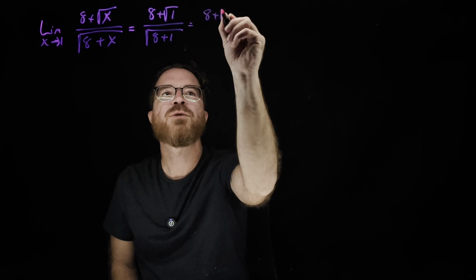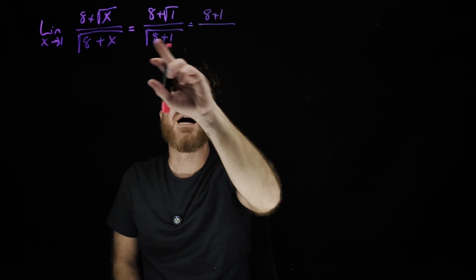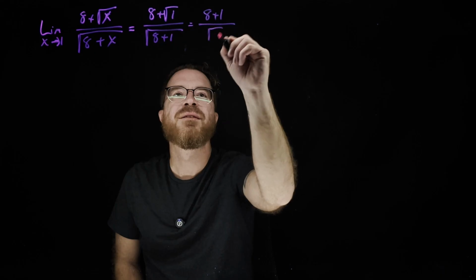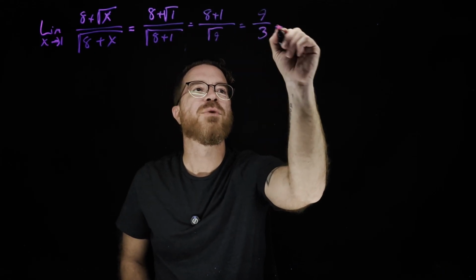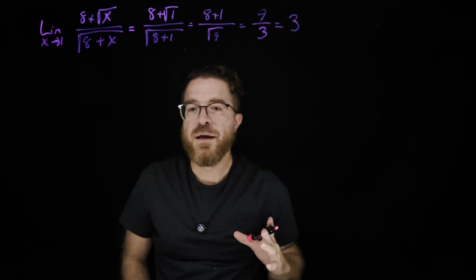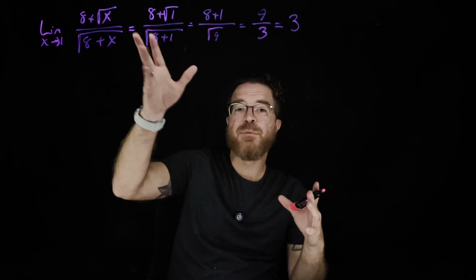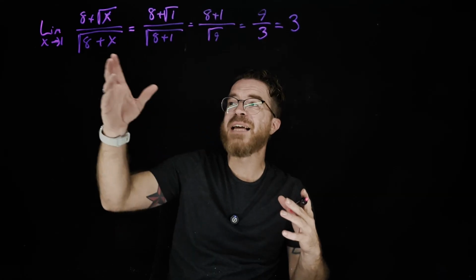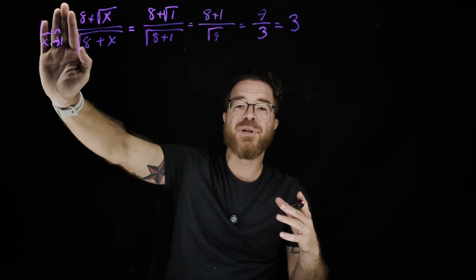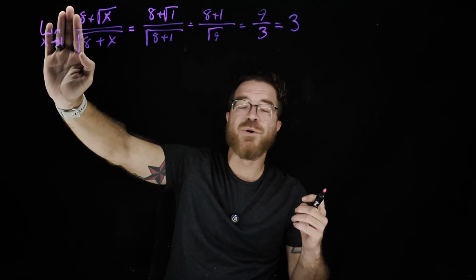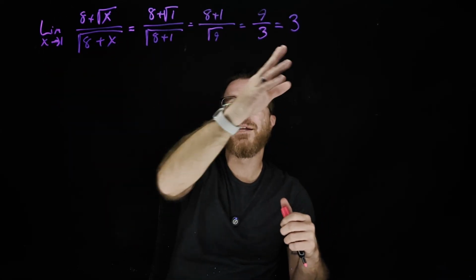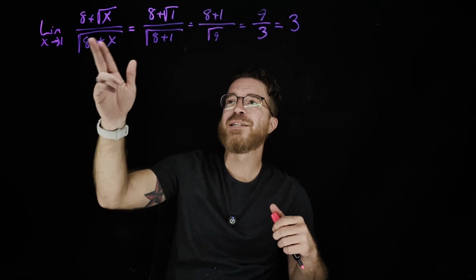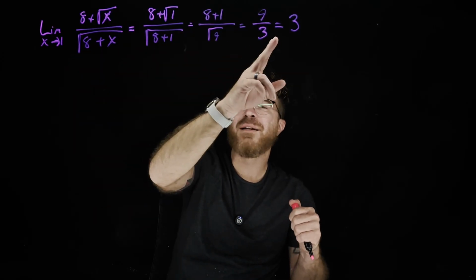So the top's going to be 8 plus 1. 8 plus 1 is 9, so I'm going to have the square root of 9, which is going to give me 9 over 3, which is equal to 3. So in this case, I actually got a limit just by plugging it in, which means that if this is my function, 8 plus square root of x over square root of 8 plus x, and I plug in 3, so I would get f of 3, I'm going to get 3. When I took the limit as x equals 1, I also got 3.